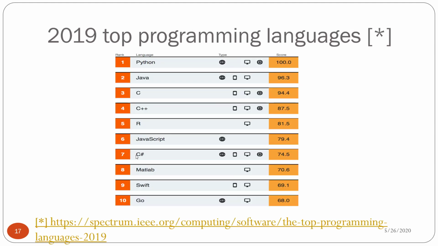So what do we have here? Another piece of good news for Python. This is regarding the top programming languages in 2019, which was the most recent ranking that I could get, referenced from IEEE Spectrum. Here also you can see that Python is number one. There's some score; I don't know how they computed it, but Python has a score of 100. Then you have Java, C, then C++, and R is the fifth language, and Python is number one. This should convince us that we will stick to Python for CSE351.